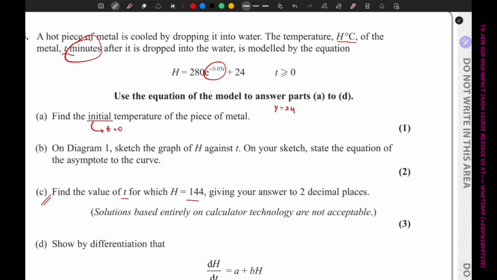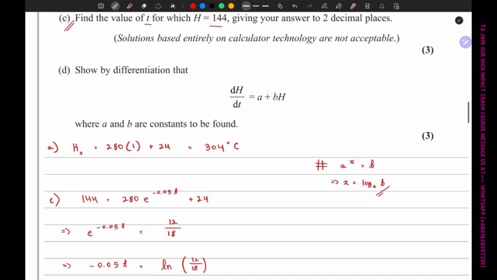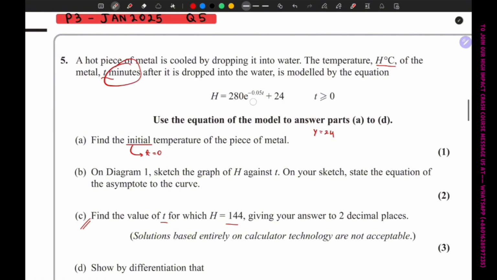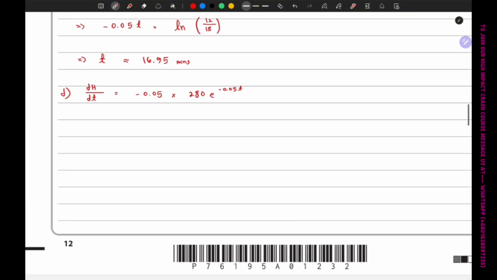So this becomes 0. Now we need to write down the answer in terms of h. Now we have 280 e to the power negative 0.05 t in the equation already. Now if we make this the subject, from this equation we will get h minus 24. So we can replace this value by h minus 24. So the final answer will be 1.2 negative 0.05 h.